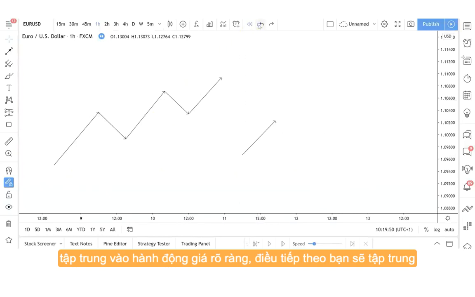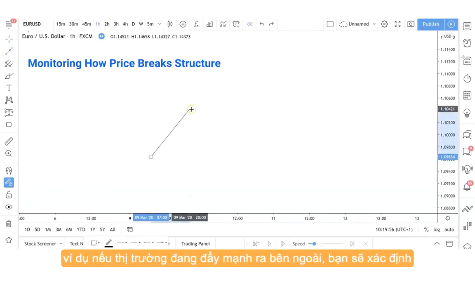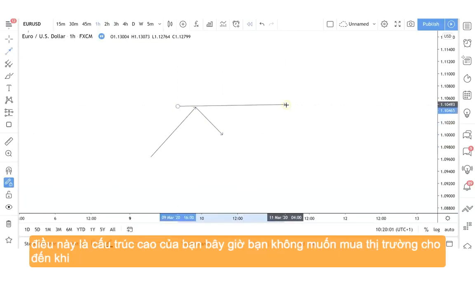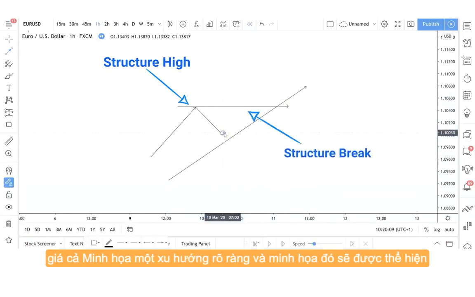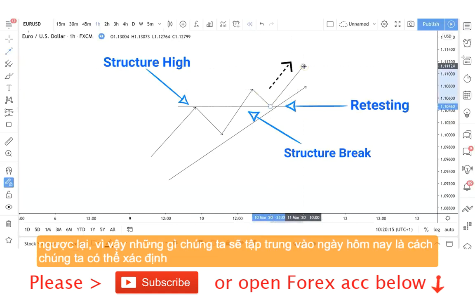The next thing that you're going to be focusing on is monitoring how price breaks above a previous structure high. So in this instance, if the market is pushing to the upside, you're going to be identifying this as your structural high. Now, you don't want to buy the market until price has illustrated a clear trend. And that illustration will be represented by price breaking above structure, retesting structure, and then continuing to the upside.